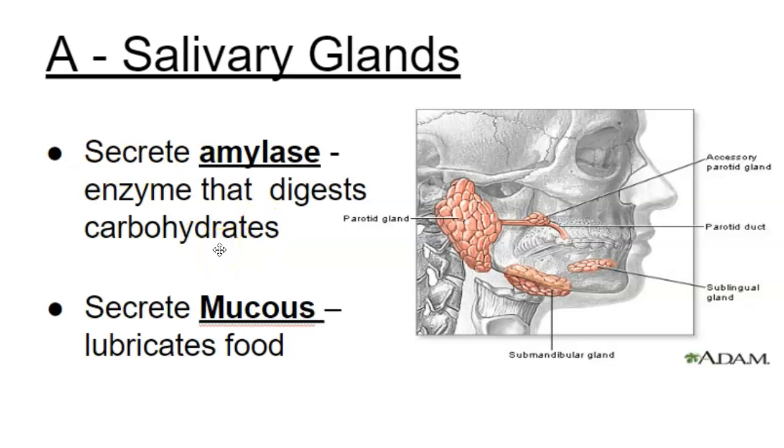We also need salivary glands to secrete mucus, and mucus helps make our food wet so it doesn't scratch when it goes down our throat. So pause here if you need to continue writing.